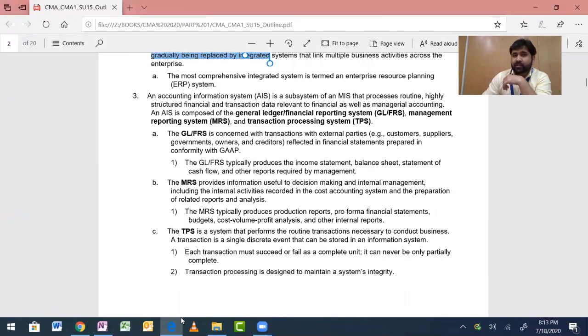Isn't this accounting information system built into the ERP already? Is this what you are saying? Or is it a separate module?